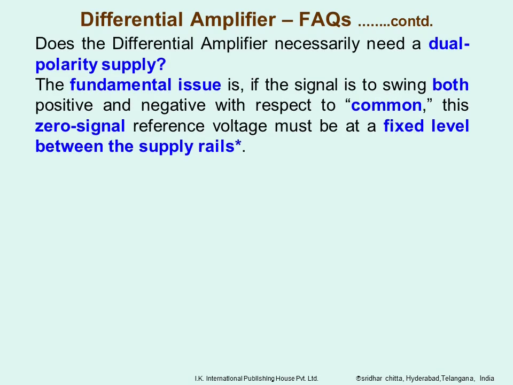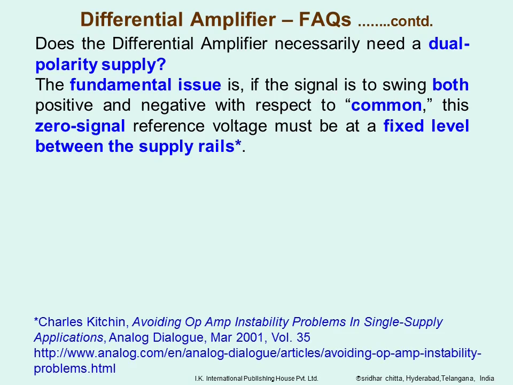Does the differential amplifier necessarily need a dual polarity supply? The fundamental issue is if the signal is to swing both positive and negative with respect to common, this zero signal reference voltage must be at a fixed level between the supply rails. For more details, refer to the article at the bottom of this frame.